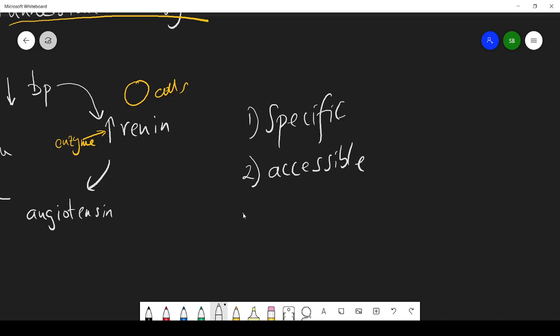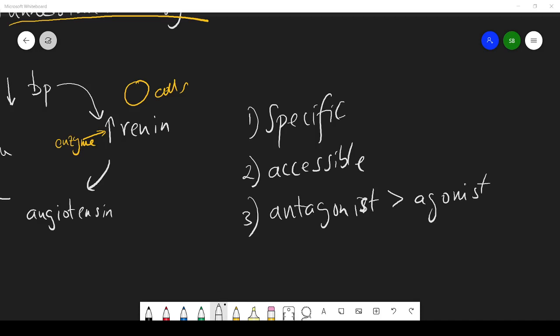And the third thing, which is important, is that, just to note that it is easier to make an antagonist than an agonist, because all an antagonist will do is to get in the way, whereas an agonist has to not only get into the binding pocket, but also has to evoke a response as well.